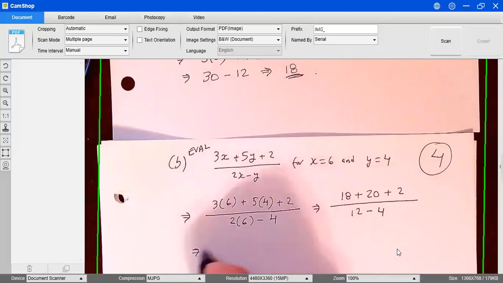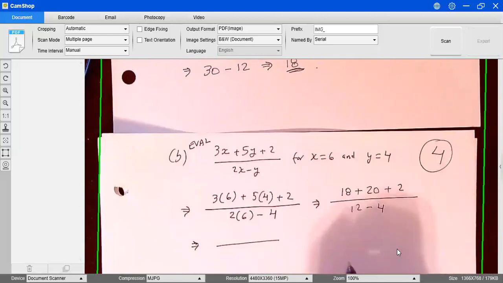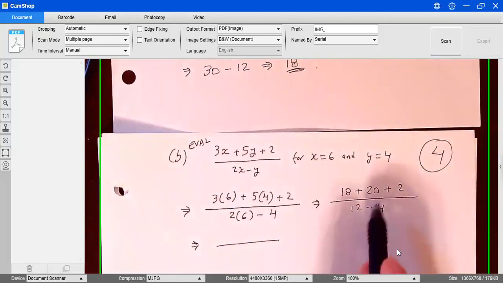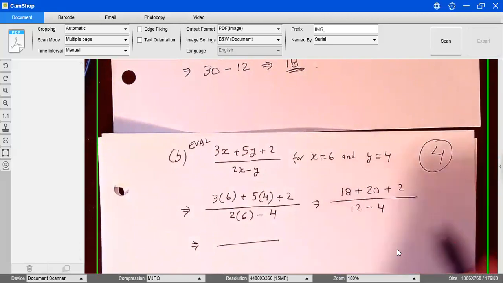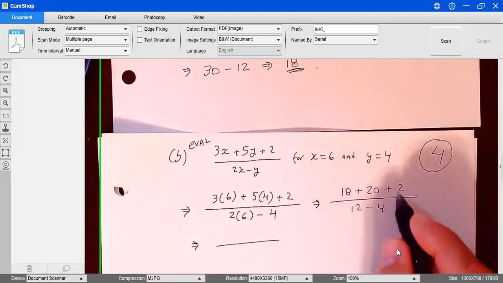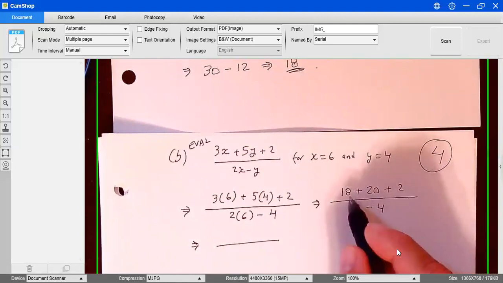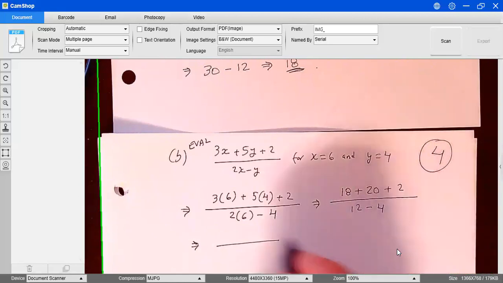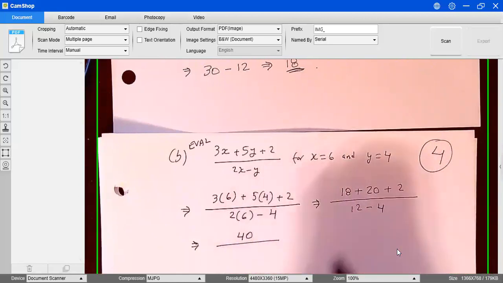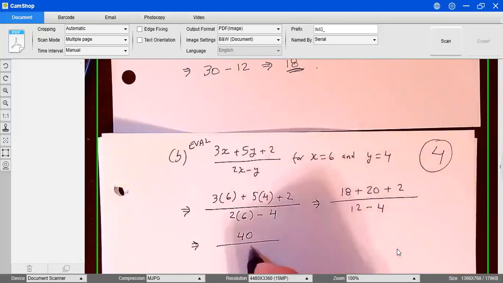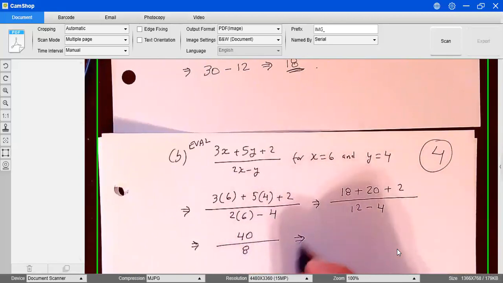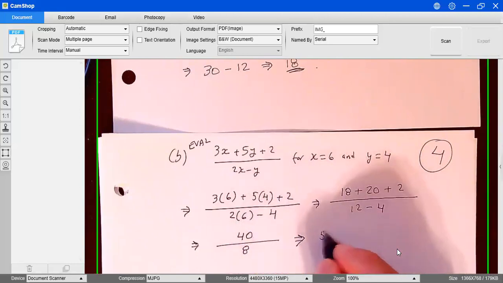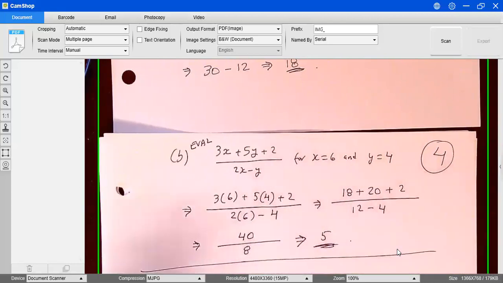So now let's simplify the numerator, and by simplifying we mean perform the indicated operation. So you need to use your calculator, or you need to use another piece of paper to do this operation. 18 plus 20 is 38, plus 2 is going to be 40. 12 minus 4 is going to be 8. Then you proceed with the last operation. That's a division. 40 divided by 8 is going to be 5. So this is the final answer.